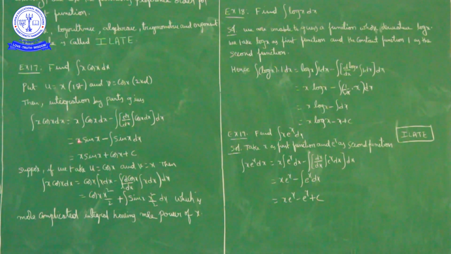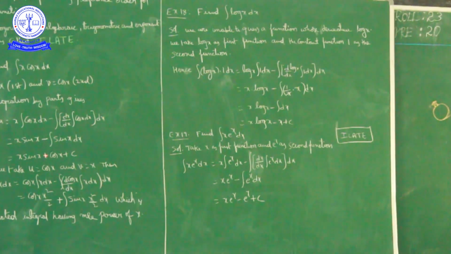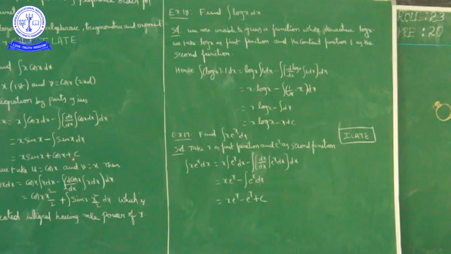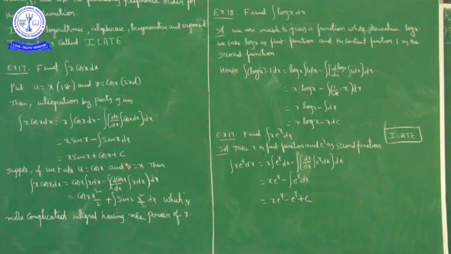Now x into integral of cos x. Integral of cos x is what? Sin x. Minus integral of dx by dx is what? 1. Now integral of cos x is sin x dx. So x sin x minus integral of sin x is minus cos x. So minus of minus plus cos x plus c.